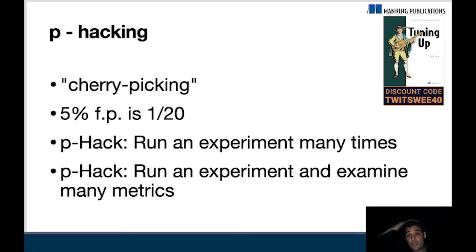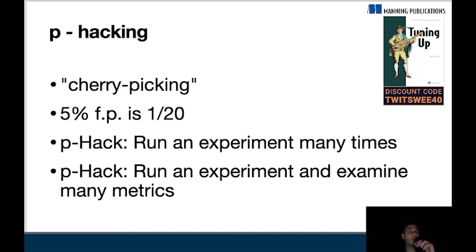Eventually, if you keep looking and writing down new metrics, you'll find one that, just by chance, because of noise in your measurements, shows that you've passed an A/B test. And so both of these things, running an experiment many times or running once and looking at many metrics, are ways to fool yourself into thinking that you've passed an A/B test.